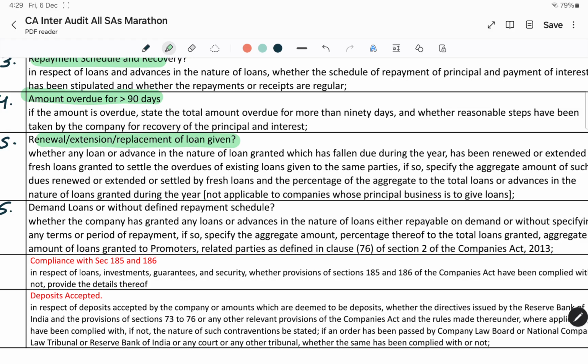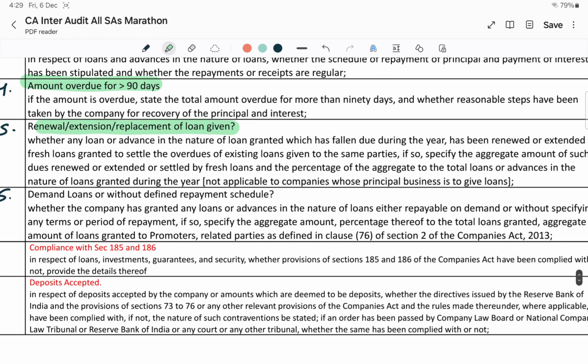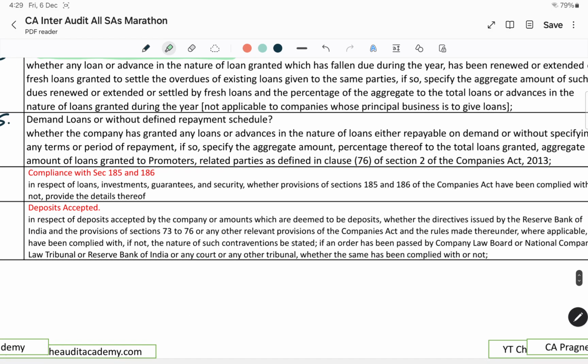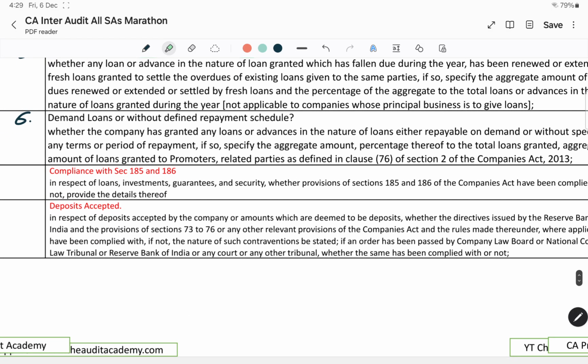If so, specify the aggregate amount of such dues renewed or extended or settled by a fresh loan, and the percentage of the aggregate to the total loans or advances in the nature of the loans granted during the year. It means not applicable to companies whose principal business is to give loans, that we have already known. And the last is demand loan or without defined repayment schedule.